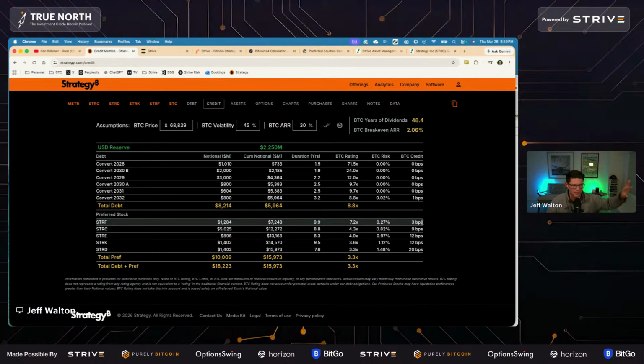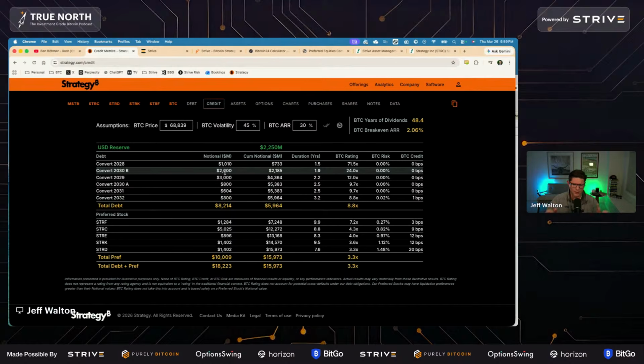Obviously, there's a qualitative view as well. There are other qualitative things you've got to take into consideration. Strategy's got a significant amount of convertible bonds held on the balance sheet that's senior to all the pref instruments. There's different types of risk associated with that: cash flow risk, track record, how long you've been operating in the capital markets, et cetera. So there's a whole qualitative side to this as well.